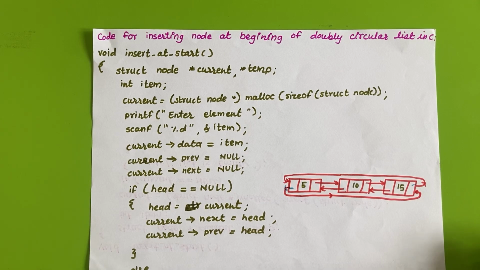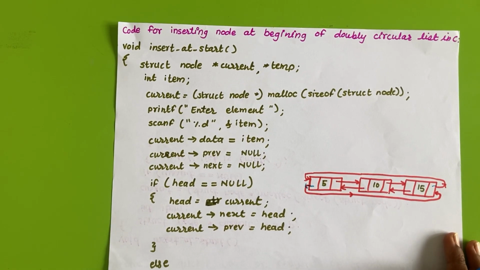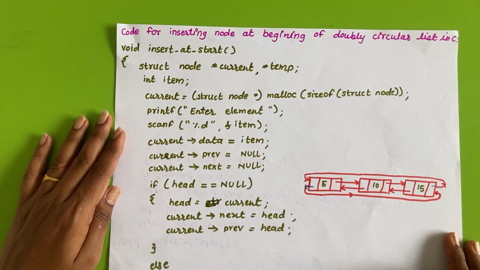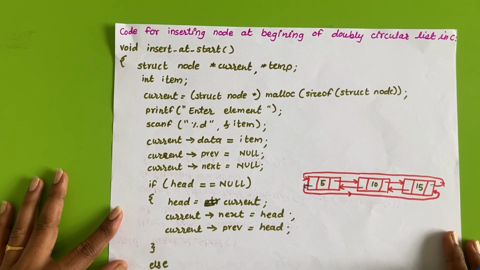Now next we are starting with the doubly circular linked list. So here onwards we will see the operations on the doubly circular linked list. So here we will see the first operation, that is inserting a node at the beginning of the doubly circular linked list.